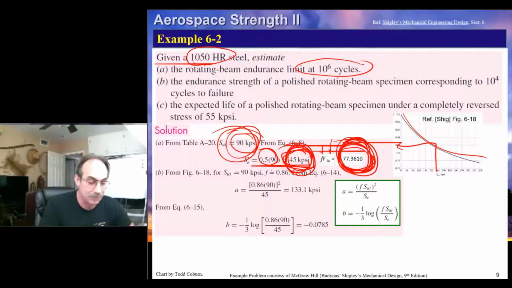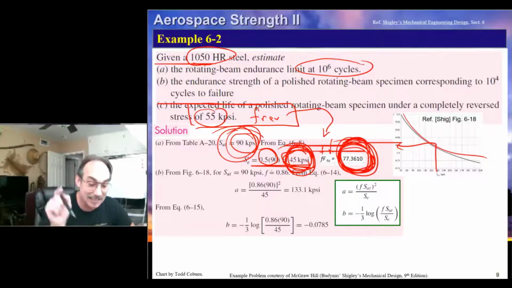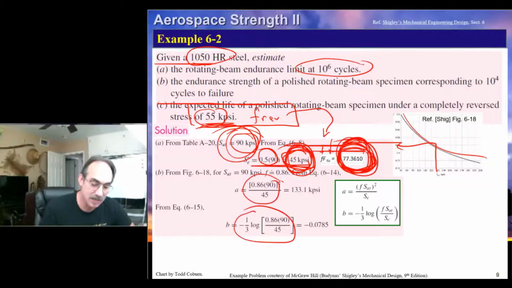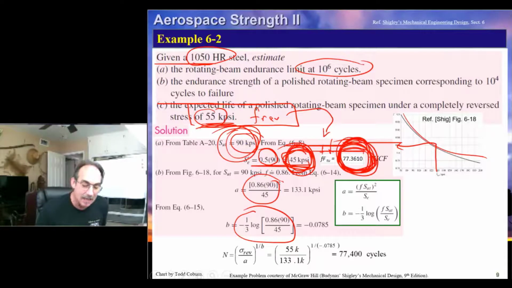We're now ready to do the thing, right? If we have this fully reversed stress, is that going to be low cycle, high cycle, or infinite life for this material here? Low cycle. High cycle. High cycle, because this is less than that, right? All agree? Therefore, we get the coefficients for high cycle fatigue, and we can estimate our life. Does that make sense?